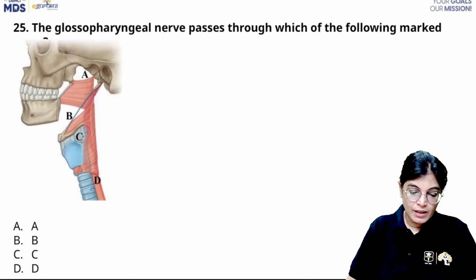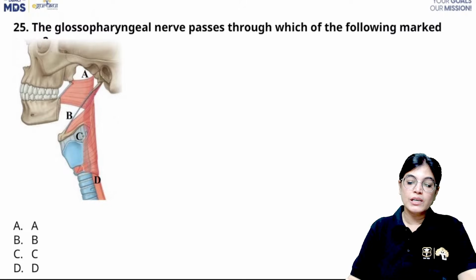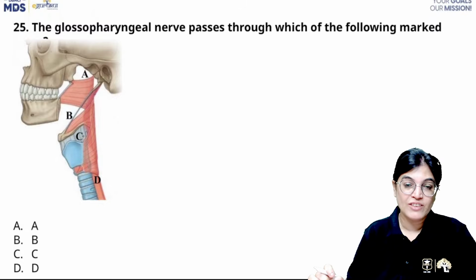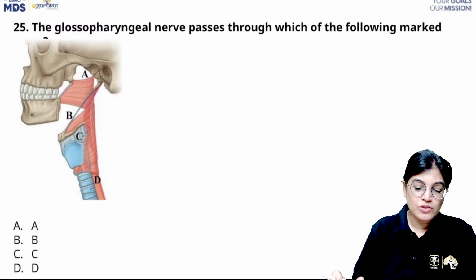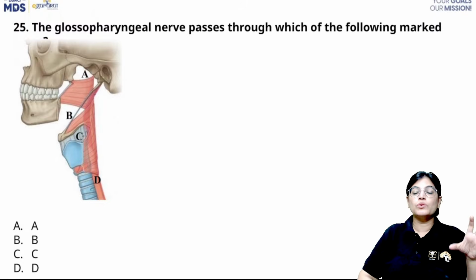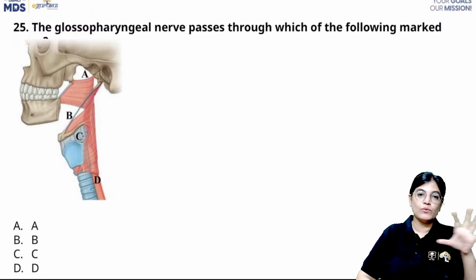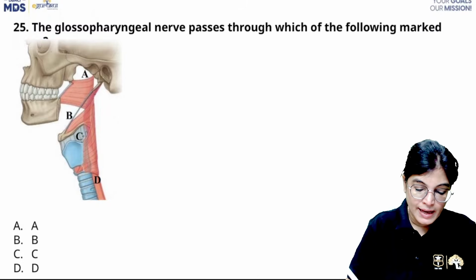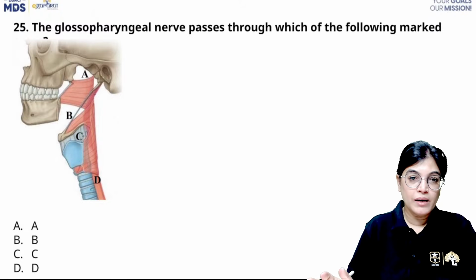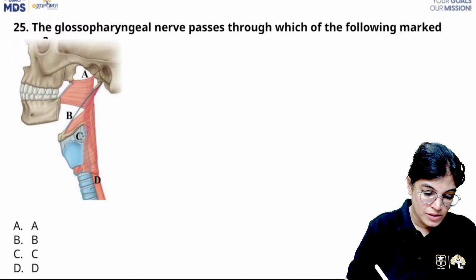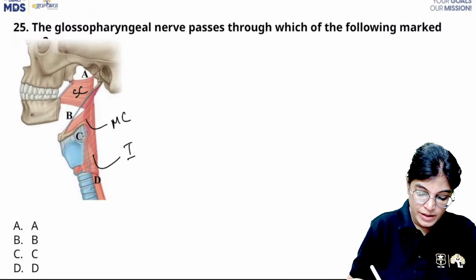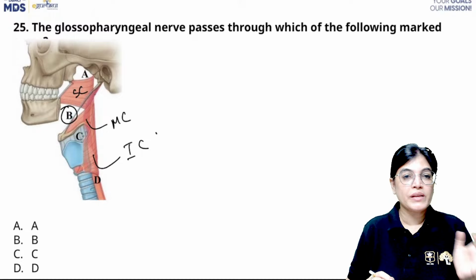Now, another question: the glossopharyngeal nerve passes through which of the following marked gaps? This is an image showing the constrictor muscles of the pharynx. This has been asked in the INI-CET exam in the previous year. So you have to know what is gap A, gap B, gap C and gap D. Gap A is the space lying between the skull and the superior constrictor muscle. This is SC, superior constrictor muscle. This is the middle constrictor muscle and this is the inferior constrictor muscle. So B is the gap between superior and middle constrictor muscle.